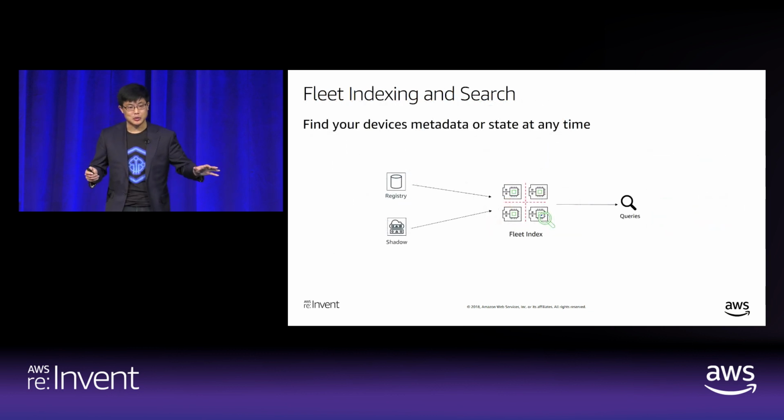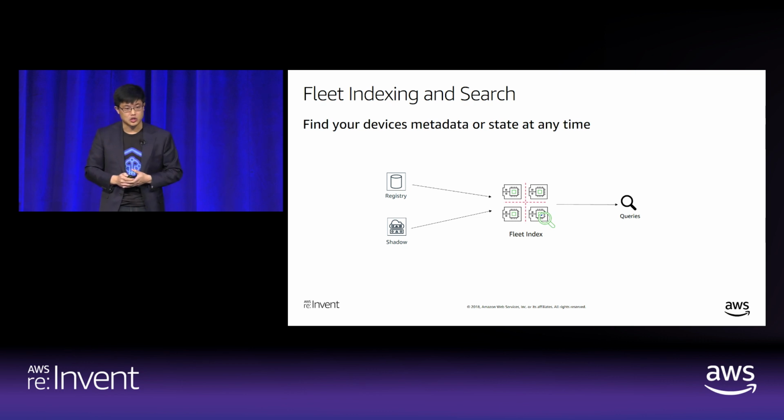So now let's jump into some of the new features and functionalities that we just launched and how that ties into solving some of the challenges I mentioned earlier around the scalability, the visibility, and the automation of functionality. I've given you already a brief explanation of what fleet indexing does. I talked about the registry and shadow being ingested into the fleet index, and you can run queries upon this to find your different devices.